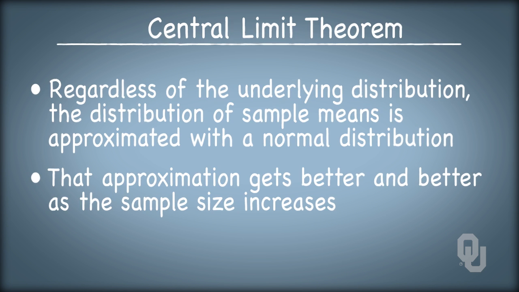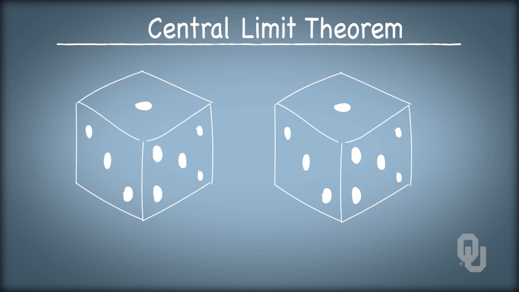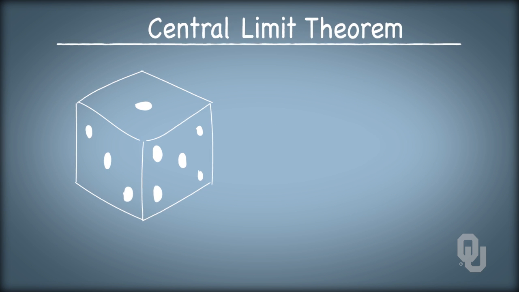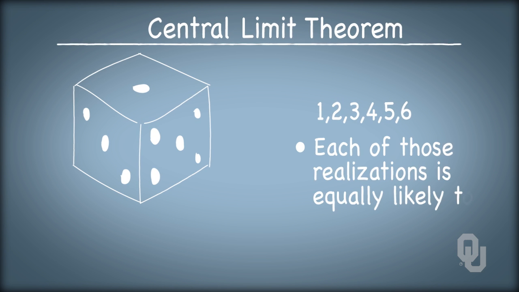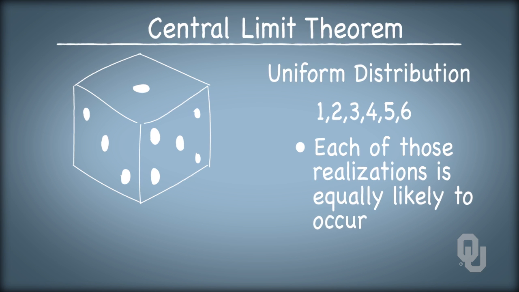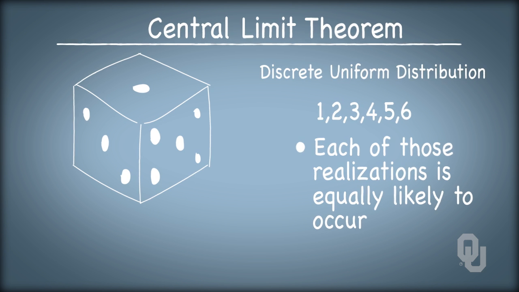Let's use the example of rolling dice. First, let's consider the mean roll of one die. If we roll a single die, the options for what we see are the integers 1 through 6, and each of those realizations is equally likely to occur. What kind of distribution is that? Yes, a uniform distribution. So the population distribution is not a normal distribution. In fact, it's a discrete uniform distribution.